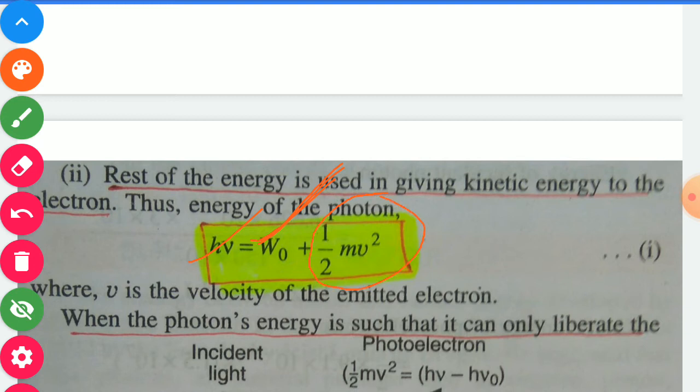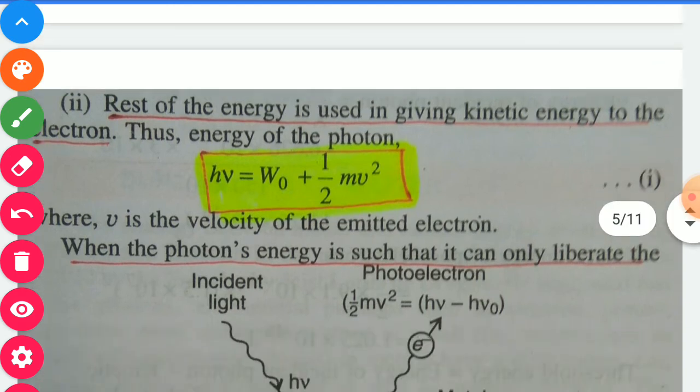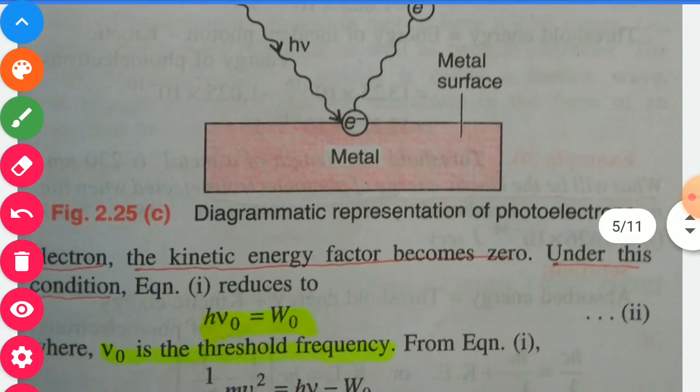So at that time we may say the total energy of the incident radiation, that is the incident photon, h nu, is equal to work function plus kinetic energy. Here v is the velocity of the emitted electron, that is the velocity of the ejected electron. When the photon's energy is such that it can only liberate the electron, the kinetic energy term becomes 0.